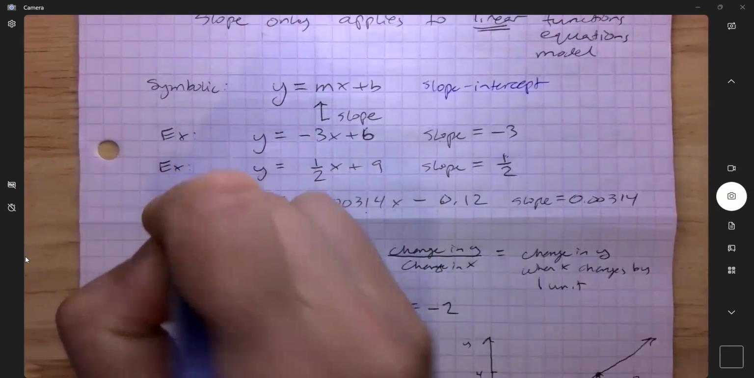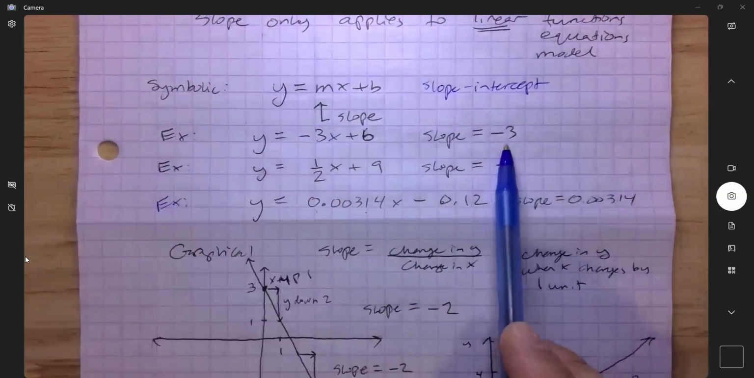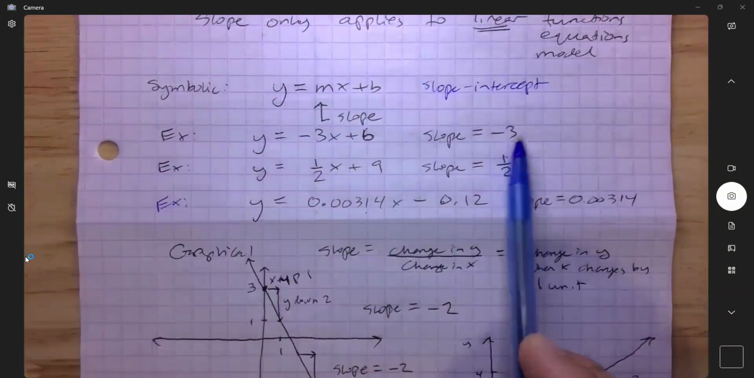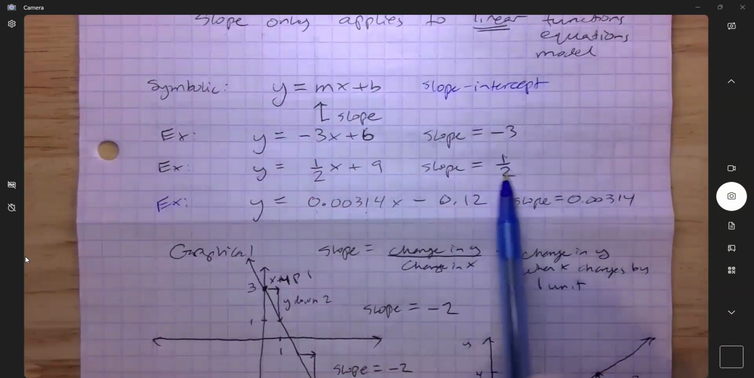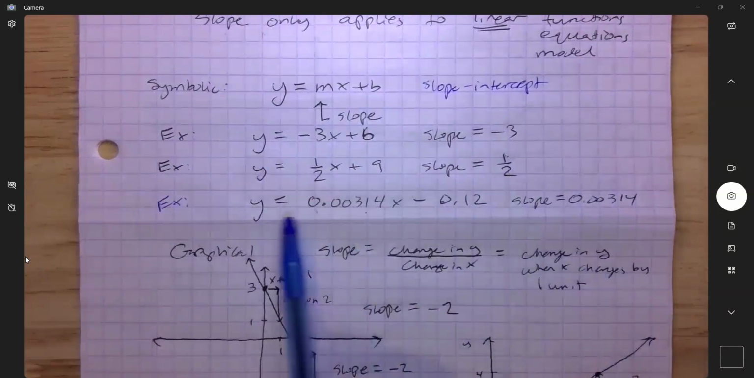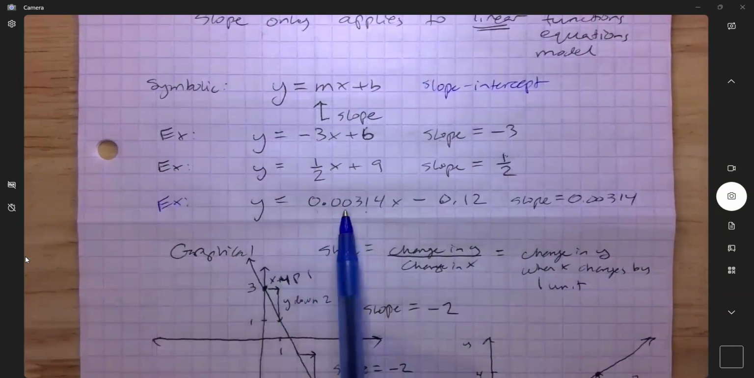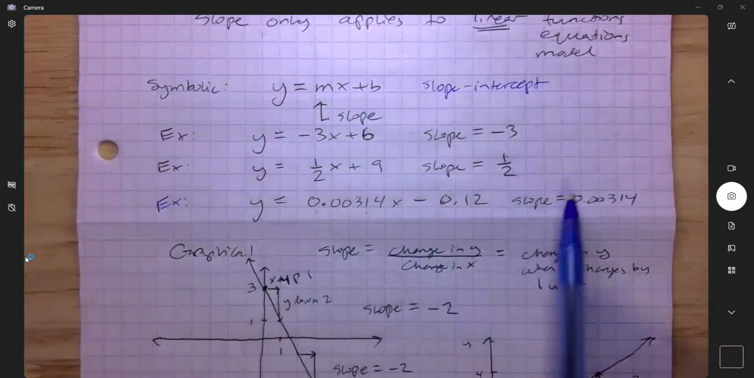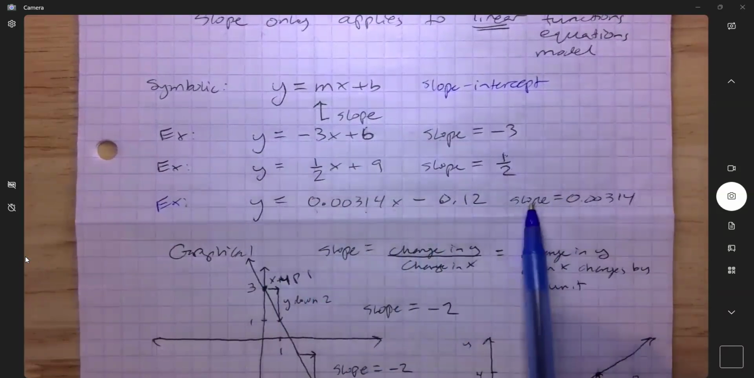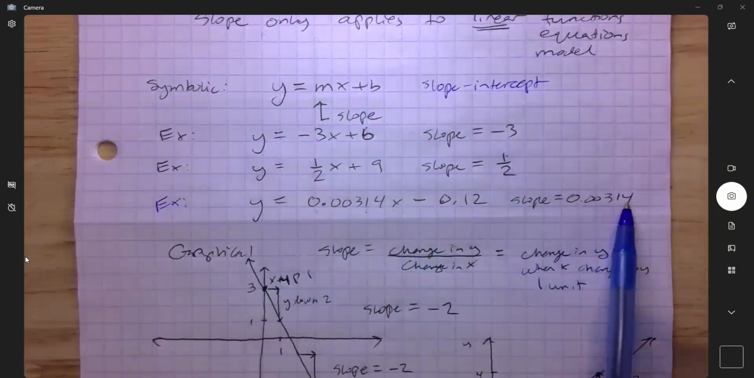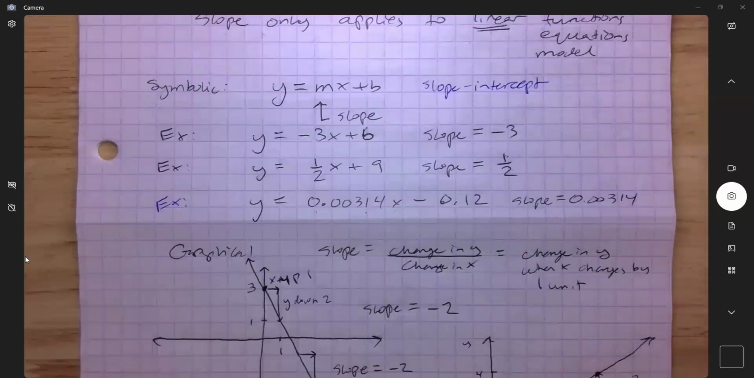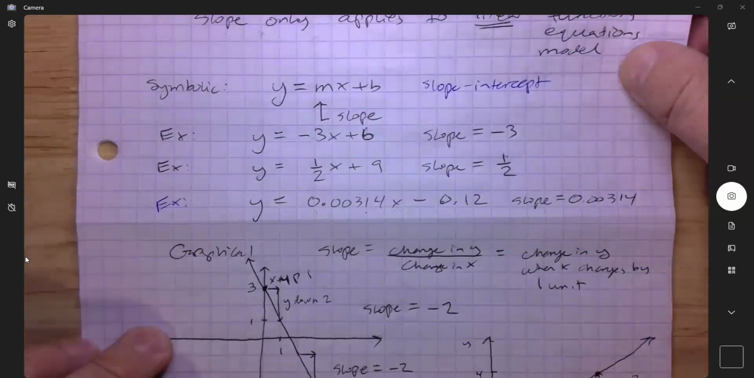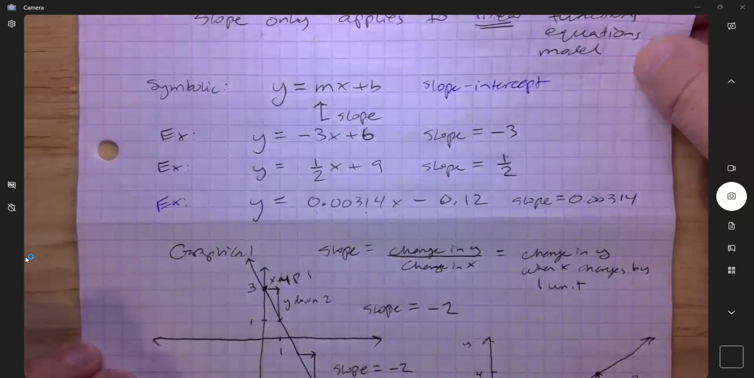A slope can be a positive number or a negative number. It can be a whole number, an integer, or a fraction. It can be a decimal. Y equals 0.00314x minus 0.12. That's a straight line, and the slope is 0.00314. That's our symbolic. We've talked about that a bit before. Let's talk about graphical.